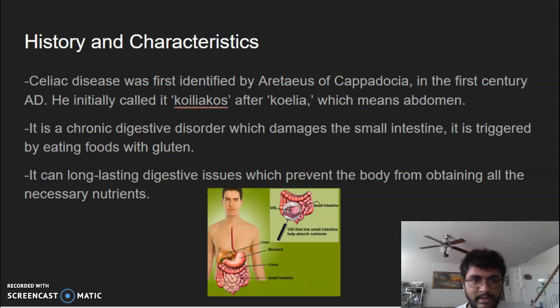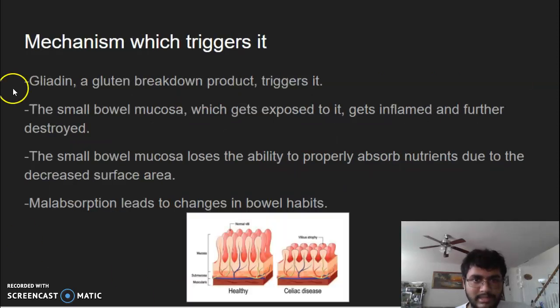It can have long-lasting digestive issues, which are very bad in terms of preventing the body from obtaining all necessary nutrients, because you're unable to absorb them due to malabsorption from the mechanism which we will be talking about now. So gliadin, a gluten breakdown product, basically triggers this autoimmune condition.